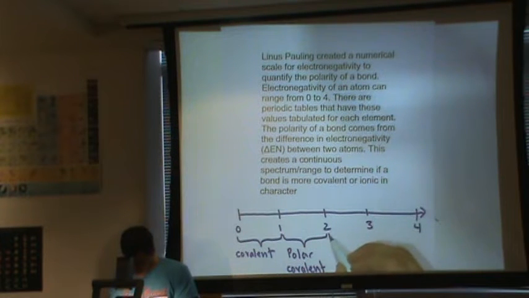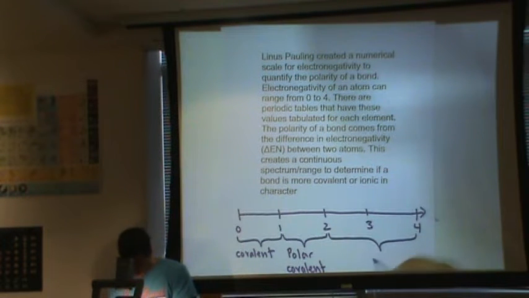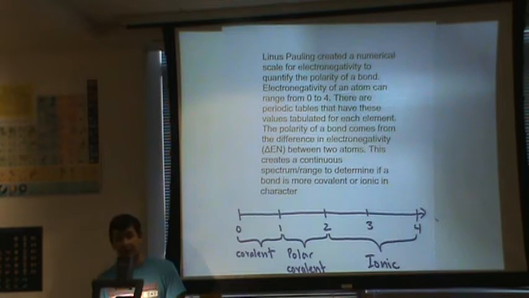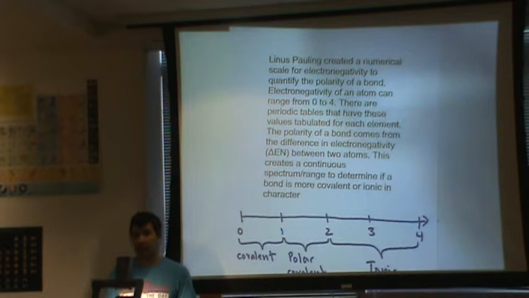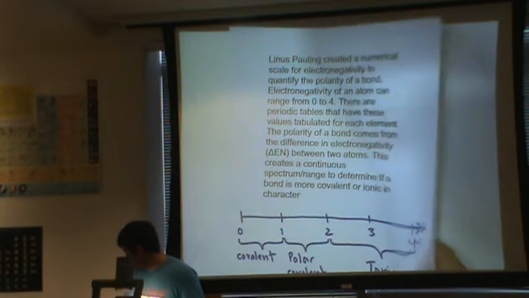And then if we go from 2 to 4, in this situation we have ionic bonds, where pretty much one of the atoms is hogging the electrons so much that they're not even sharing them anymore. He's just taking all the electrons for himself and leaving the other atom to be as positively charged as possible. So that's a situation where we have a metal and a non-metal, like sodium bromide, sodium chloride, such and such.